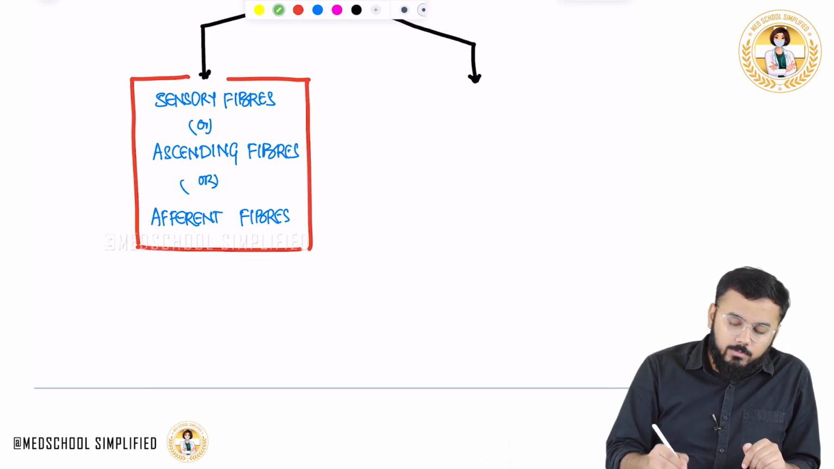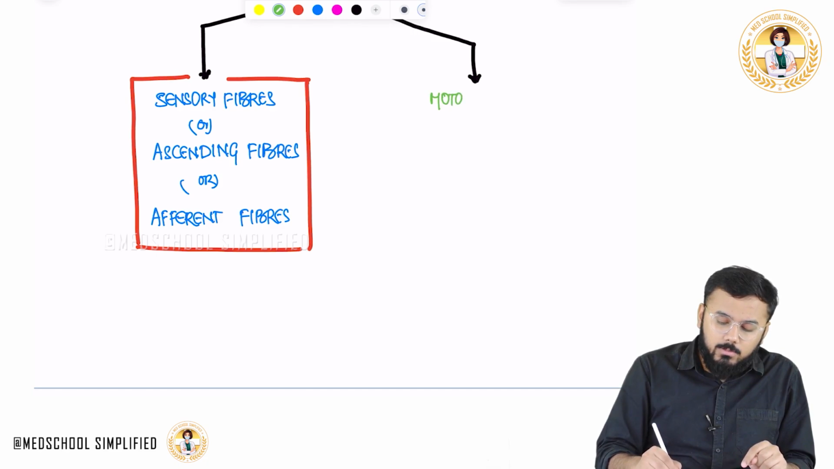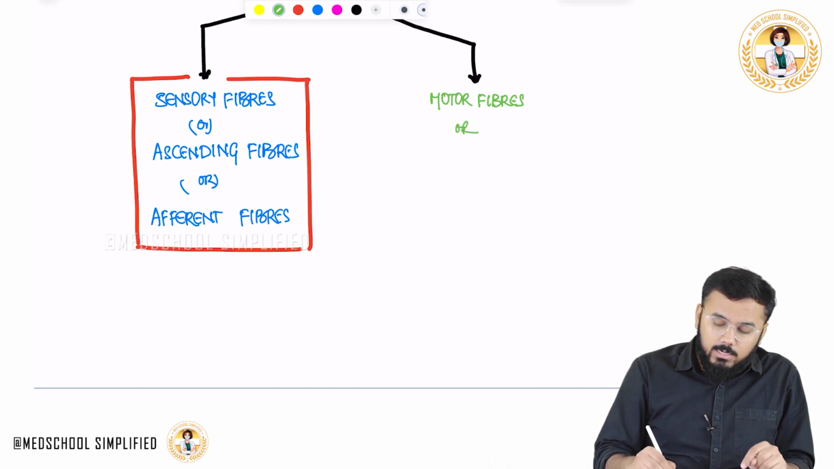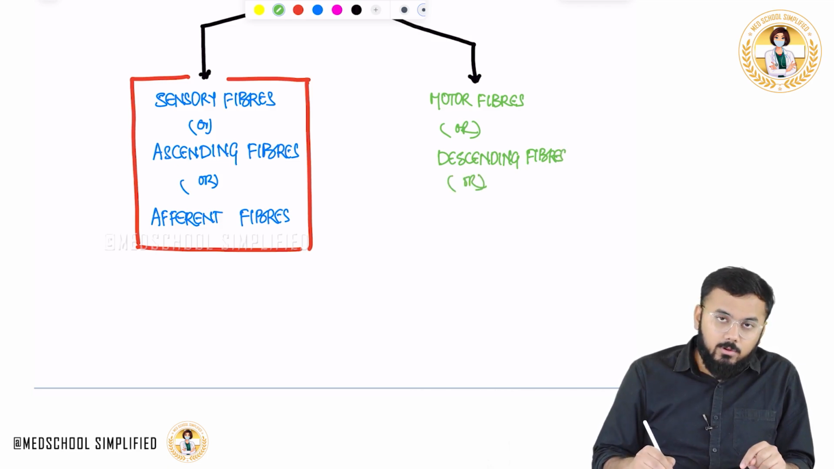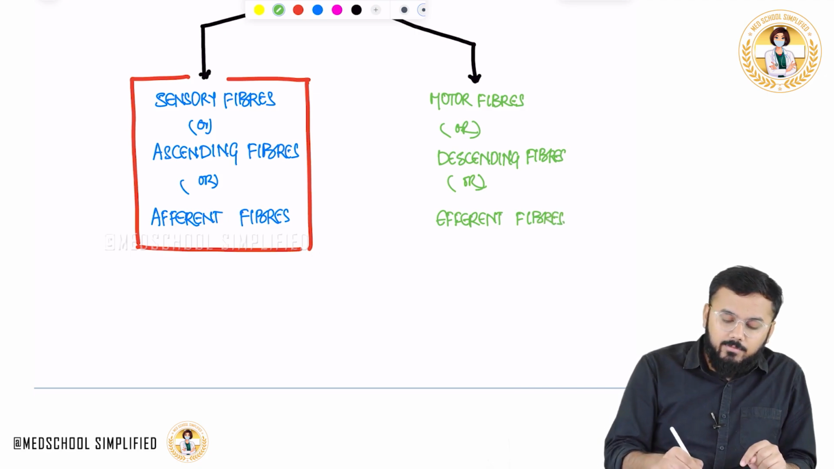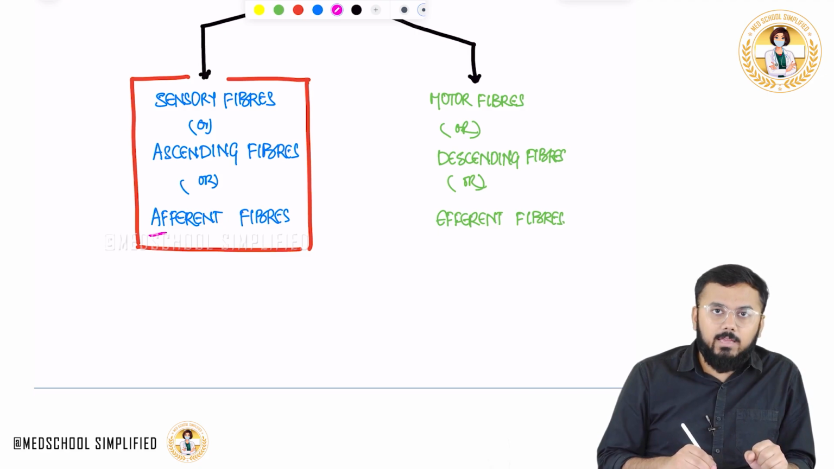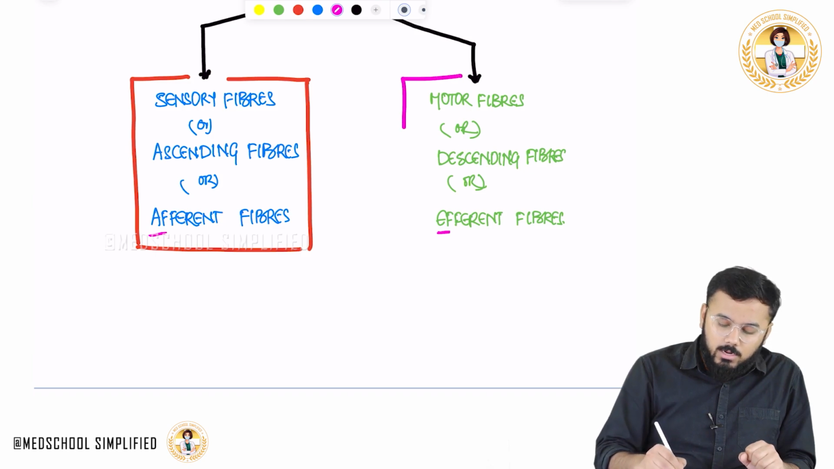Now let us look at the other group. The other group of fibers is exactly opposite of sensory: motor. So the next group of fibers are your motor fibers. What is the other name for the motor fibers? Ascending or descending? Here we have the descending fibers. What is the other name for the descending fibers? They are called efferent fibers. If you ever have confusion between afferent and efferent, remember: A stands for arriving, they are arriving to the brain. E stands for exiting, they are exiting out of the brain.